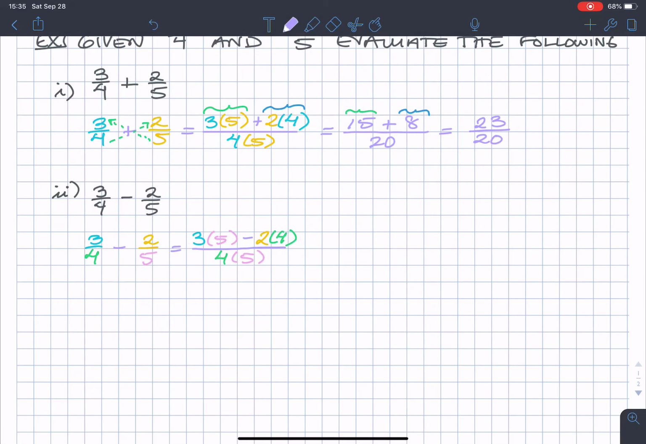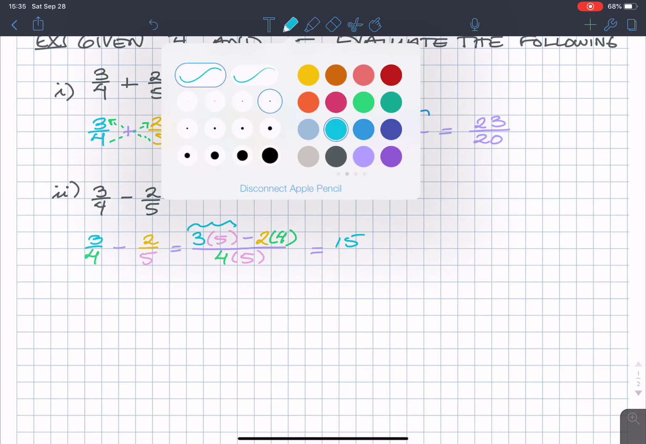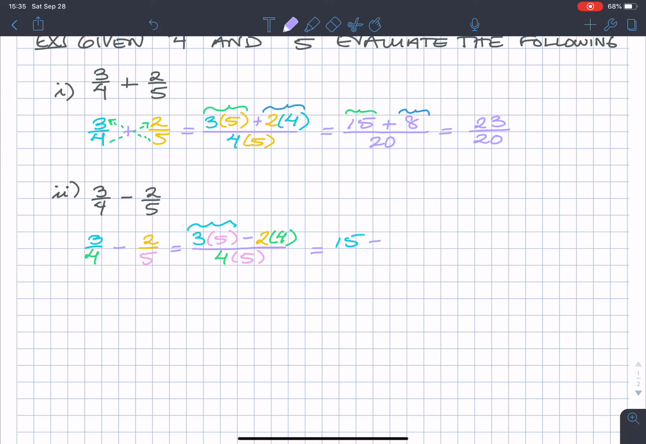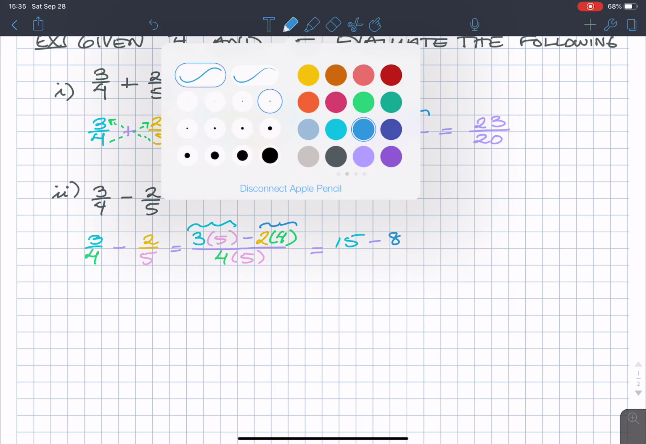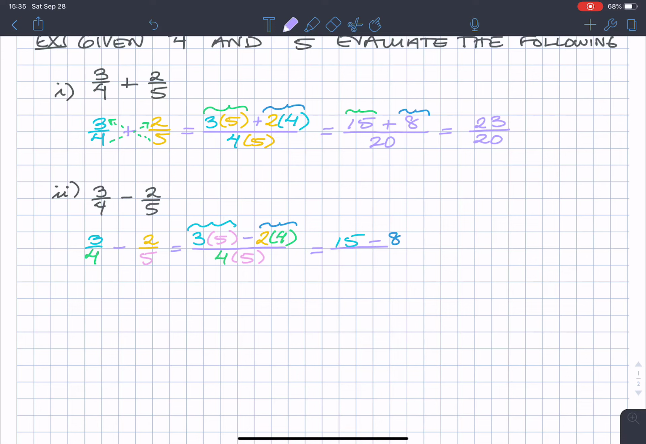So what do we get? Well, 3 times 5 is 3 added to himself 5 times, or 5 added to himself 3 times. So that gives us 15. Minus now, 2 times 4 is 4 added to himself twice. So that'll be minus 8, all over 4 times 5, which is 5 added to himself 4 times, which is 20.